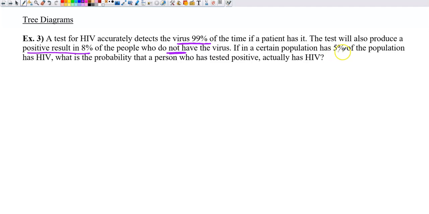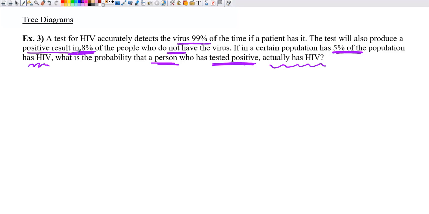If, in a certain population, 5% of that population has the HIV, so let's just say we're talking about a country somewhere. Yugoslavia. I don't know why. If I know 5% of the population in Yugoslavia has the HIV, what is the probability that a person who has tested positive actually has the HIV? Well, if they tested positive, they have the HIV. No, that's not true. 8% of all my tests are going to give me false positives.